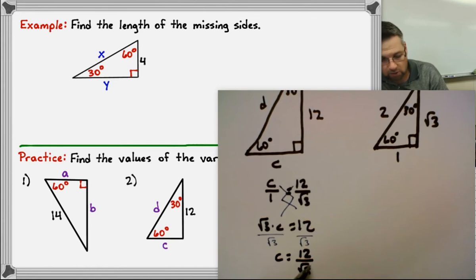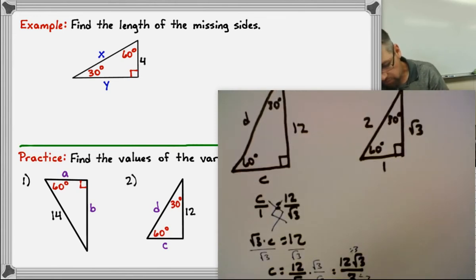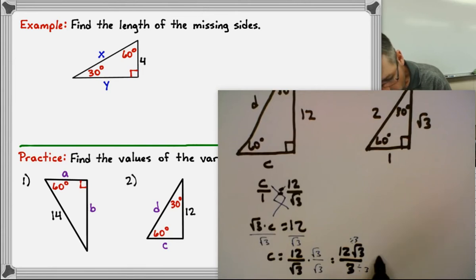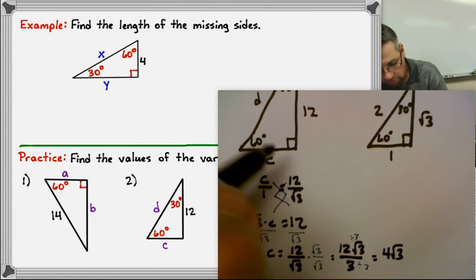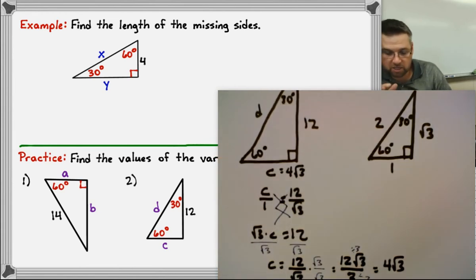Remember, we can't have a radical on the bottom, so we multiply by radical 3 over radical 3. And on top, we'd end up with 12 radical 3. And on the bottom, radical 3 times radical 3, remember, is just 3. And then we can reduce the top and the bottom, both by 3. And we end up with 4 radical 3 over 1, or just 4 radical 3. So we have C here is 4 radical 3. Okay, that's a little bit trickier because we have the radical on the bottom, but that's okay.